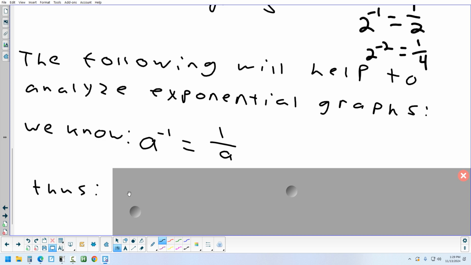So, a to the negative 1 means 1 over a. Anything to the negative power causes whatever you have to flip. Right? Causes it to flip.